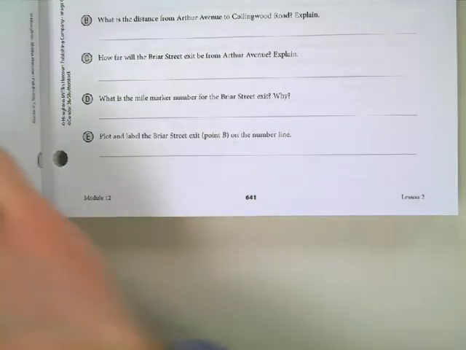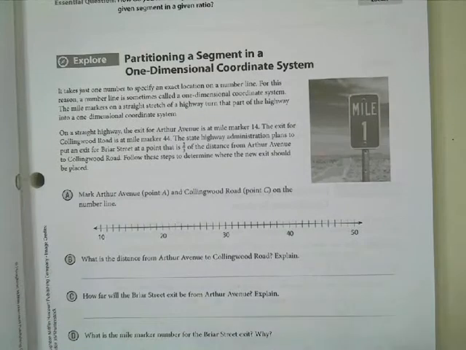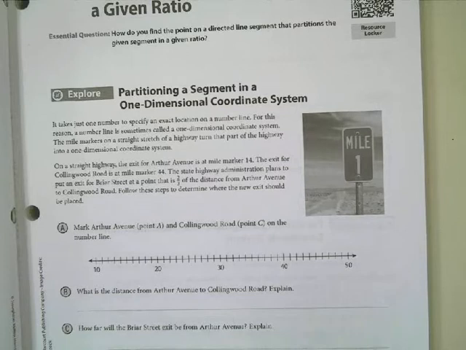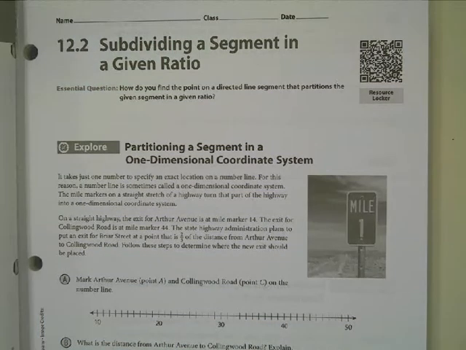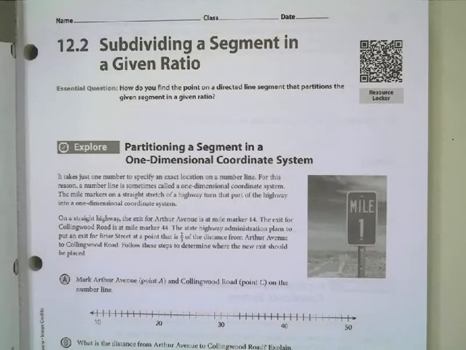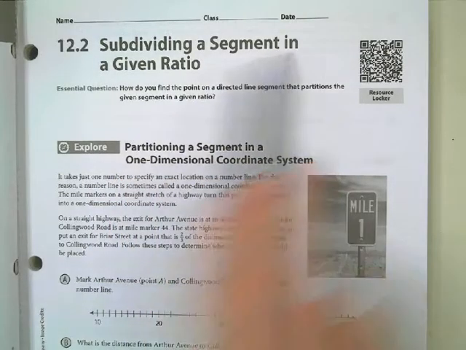So, again, we're going to start on page 641, and we're going to talk about something that's a relatively new topic to geometry since we started teaching Common Core, which you might think, well, who cares, we're in Common Core, so we're going to learn it anyway, right? So anyway, the topic here is going to be subdividing a segment in a given ratio.